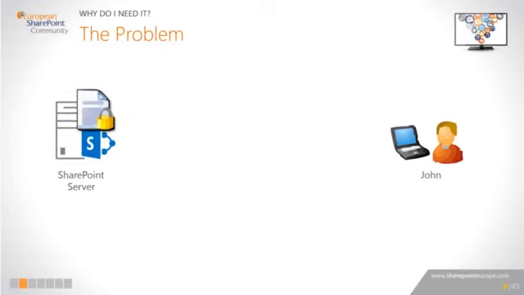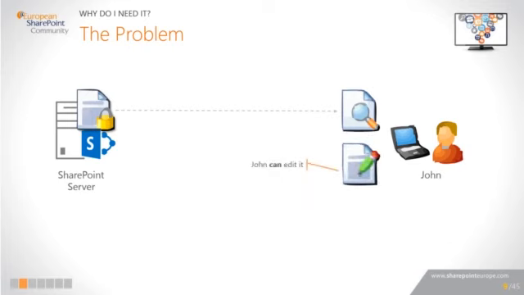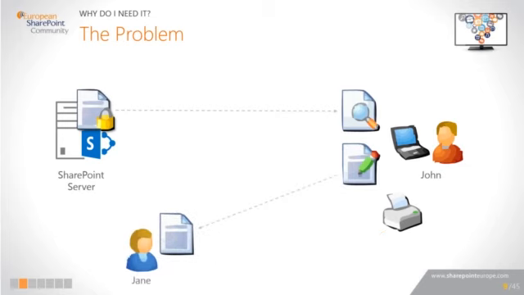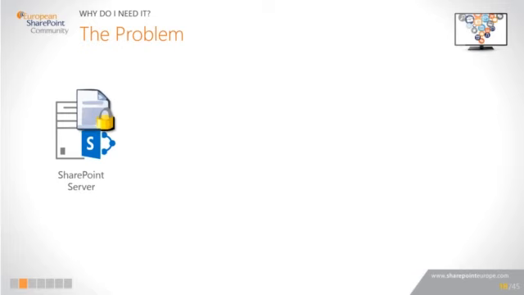Now, let's look at the problem this presents. Since John has read permissions on the document library, he can download any document stored in it. He can also view its contents, and that's okay, because he is supposed to be able to do that since he has read permissions. However, John can also copy the document, and he can edit it, and he can print it. And remember, we're talking about sensitive information here. John can also send it to Jane, and Jane is a friend of his that works for another company.